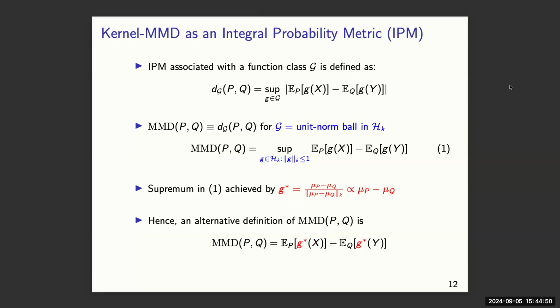If the function class G is rich enough, then this distance will be able to detect differences between any two probability distributions, and it would indeed be a metric. So it's a simple exercise to prove that the MMD between P and Q is actually equal to the integral probability metric if we set the function class G to be the unit norm ball of the RKHS. Okay, so that gives us this alternative definition, which is you take all the test functions in the unit ball of the RKHS and take the difference in expectation. And I've removed the absolute value because if G belongs to the unit norm ball, so does minus G. So we don't need to carry it here.